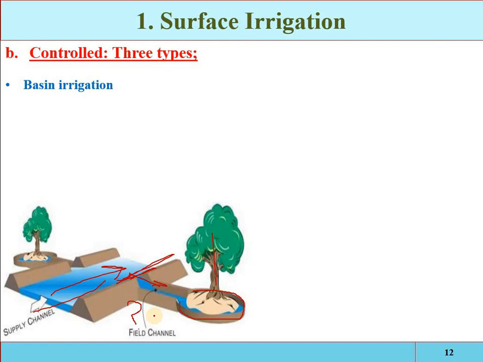This is also called ring basin flooding because it is of circular form. This ring basin flooding is a special form of check basin flooding adopted for the orchard. It means this method will be adopted mostly for trees, for orchards, because for small plants like maize or wheat, we cannot construct a basin for each individual plant.